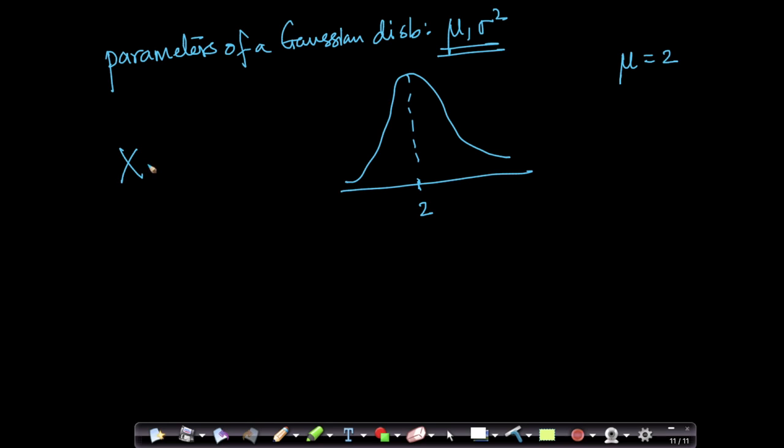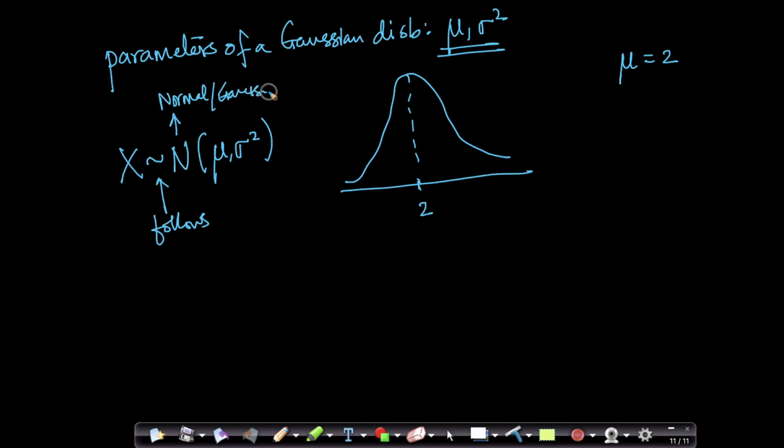I say that x follows a Gaussian distribution or a normal distribution with mean mu and variance sigma square. So how to read it? It is x follows, where N represents your normal or Gaussian distribution, right? And what are the parameters of my distribution? Mu here is my mean and sigma square here is my variance.